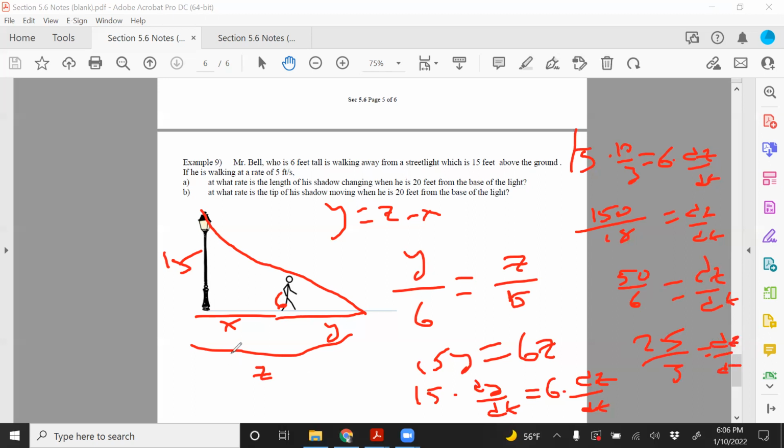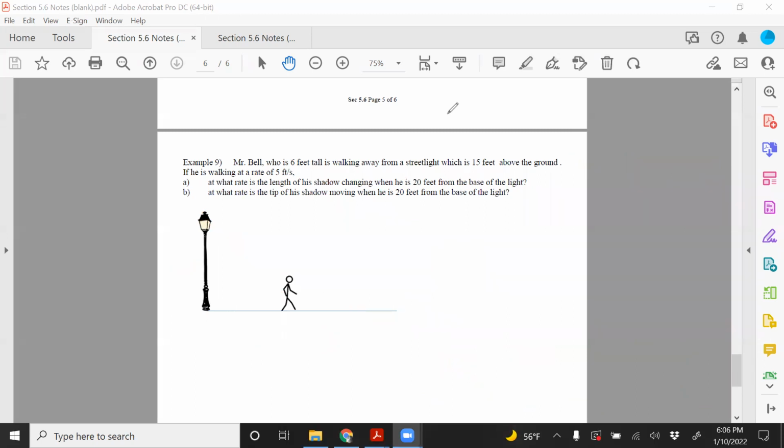And you're looking at the z because that's how the whole tip of the shadow is going to be changing, by the distance that Mr. Bell walks, as well as the shadow length. That's how the tip of the shadow moves. And that's feet per second. Okay, my bad that I botched that one, because I was not supposed to plug in that 20. We need a general way of doing it first. So that's the end of the video, and we'll talk more about this in class on Wednesday.